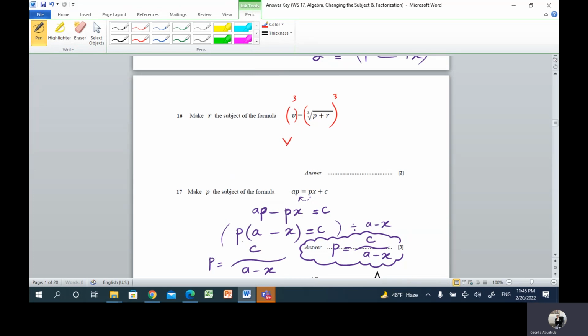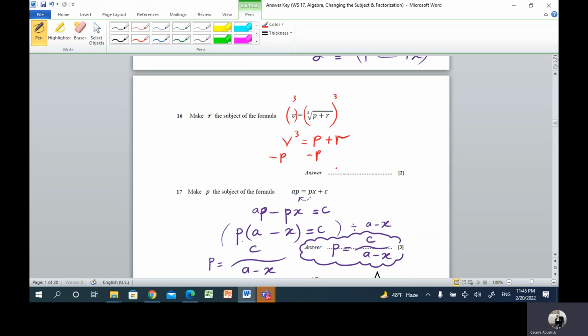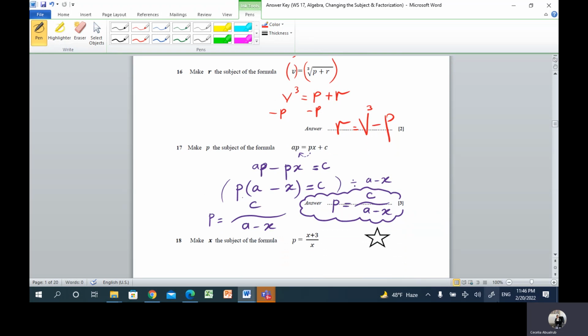So it will be v to the power of 3. The cubic root is cancelled with the power of 3. So p plus r is going to be released of the cubic root. And r is my subject. So minus p accordingly. R is equal to v to the power of 3 minus p, and that's how we change the subject into R.